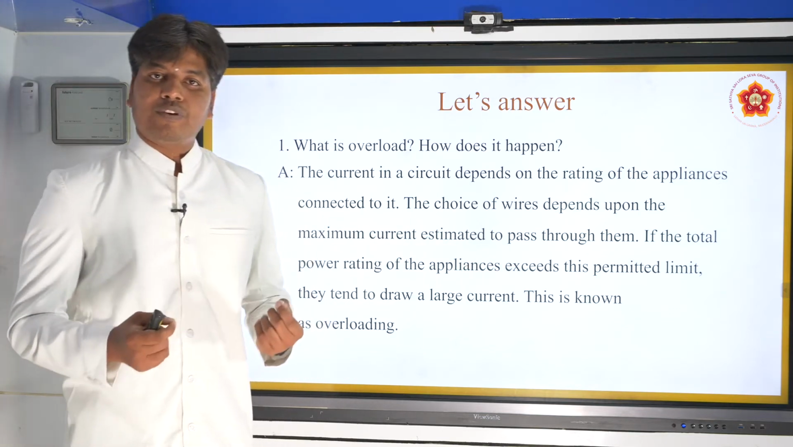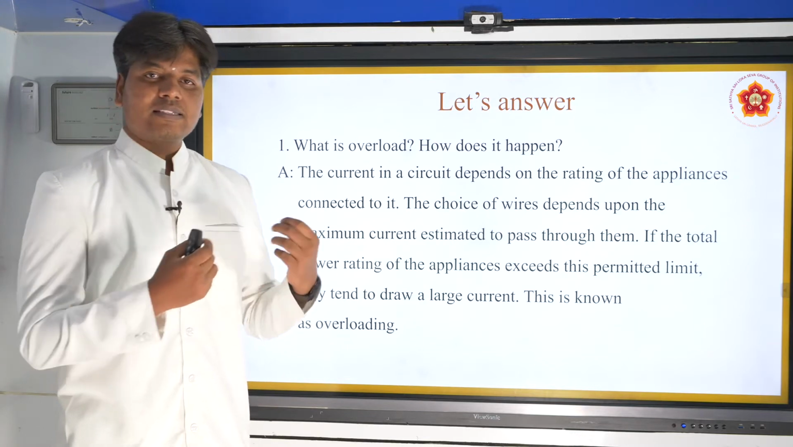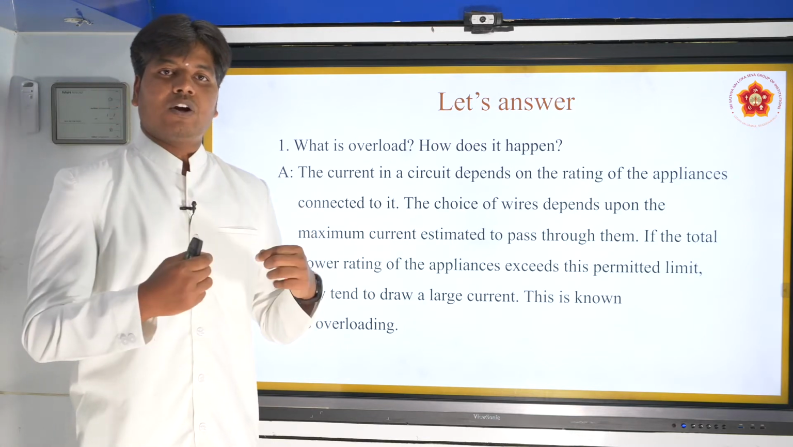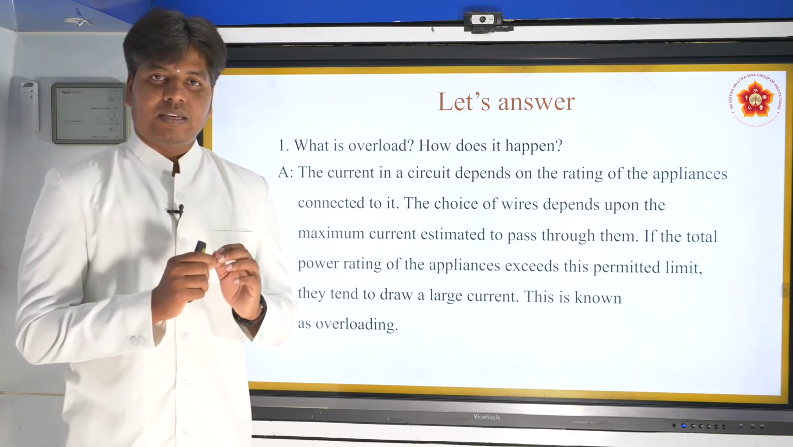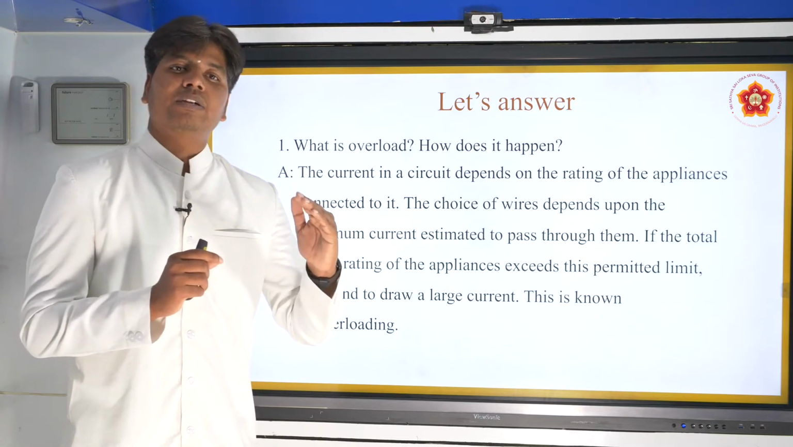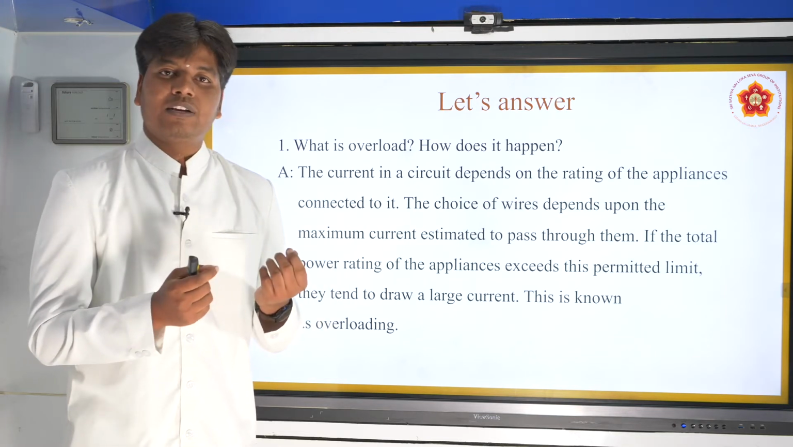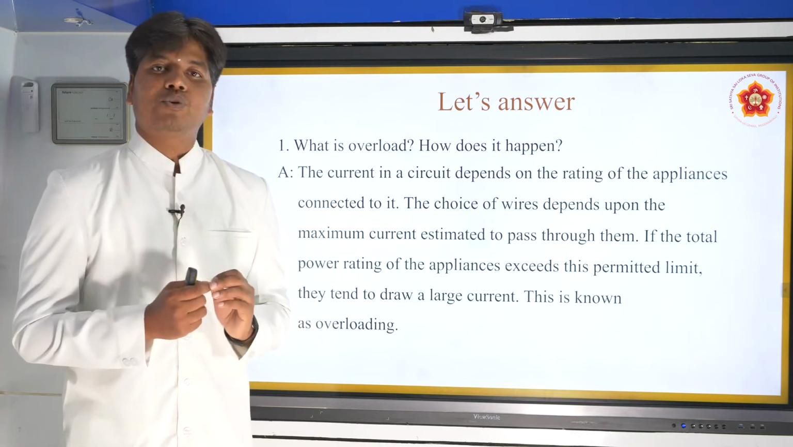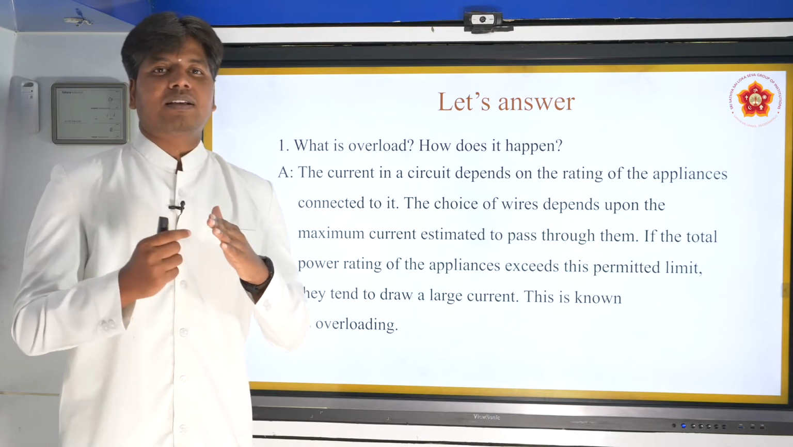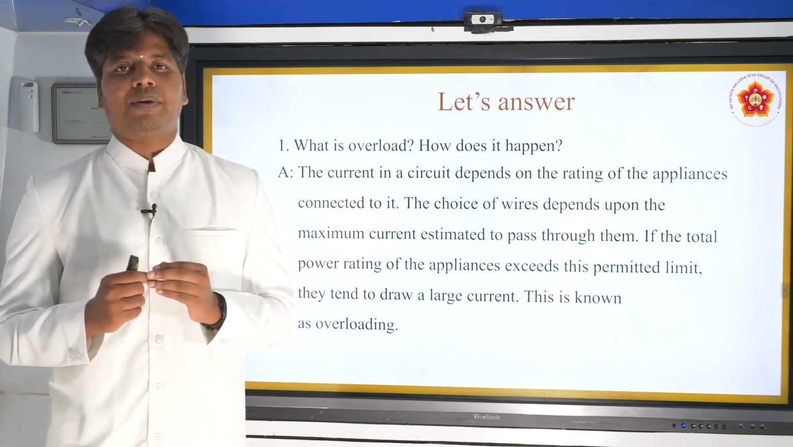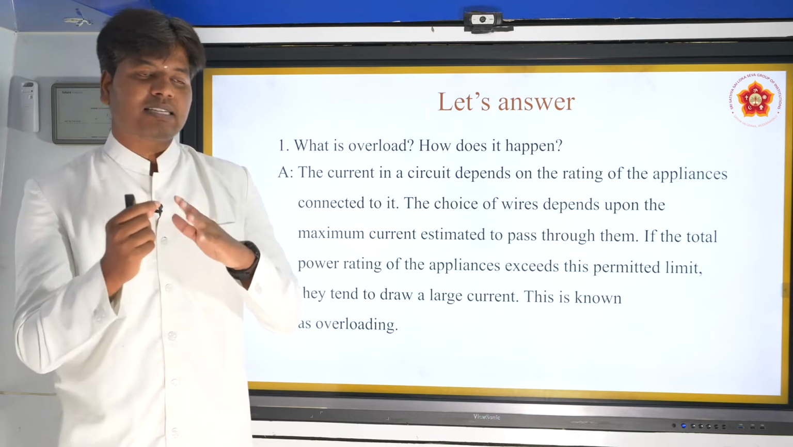But again, the choice of wires depends upon the maximum current estimated to pass through them. So the choice of wires which we use in the circuits depends on the circuits we are connecting. If it is a high power rating circuit, the wires will be thick so as to pass more current. If the wires are thin, it will be in the 5 ampere circuit. It is designed in such a way.